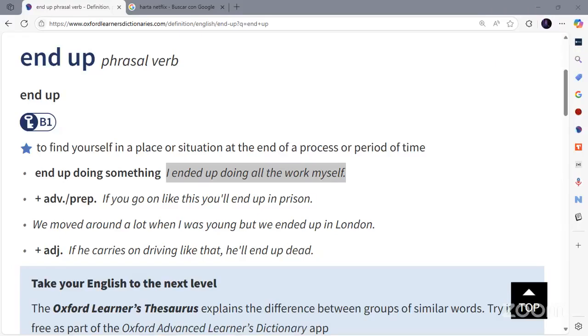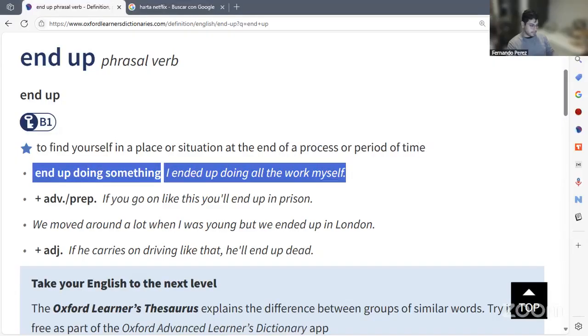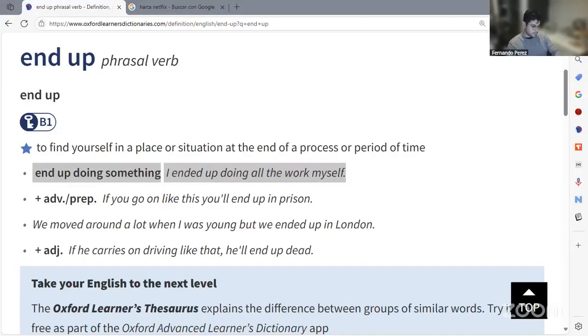Yes. The person ended up doing something by consequence. Tell me something you didn't want to do, but ended up doing.